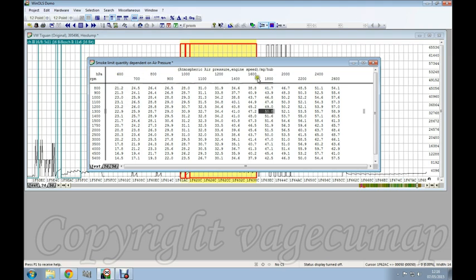Now across the top I could expect to find either MAF flow or air pressure. In this particular one it's air pressure. The clue generally is the numbers are not very big. When I say not very big, we've got 18, 20, 22, 24, 26.